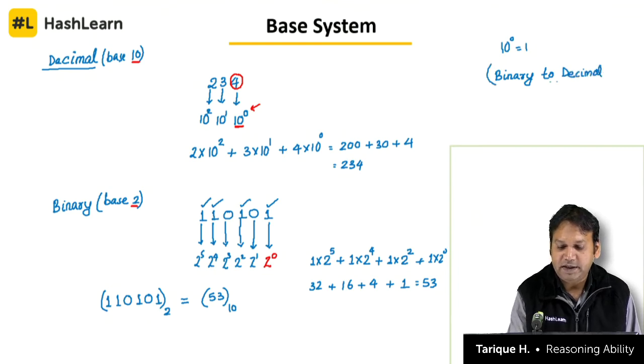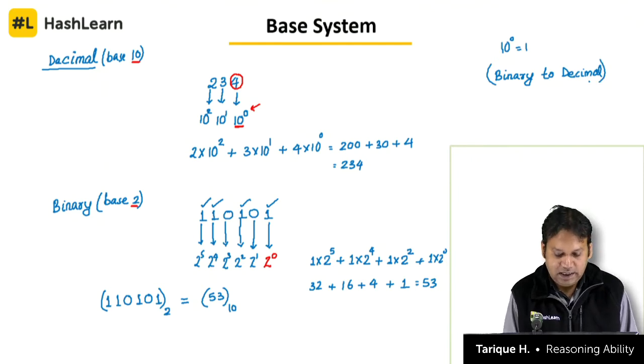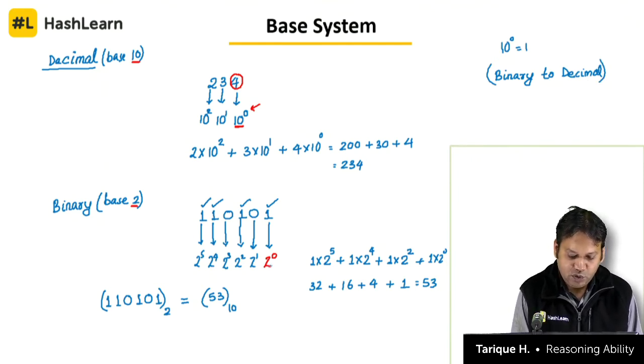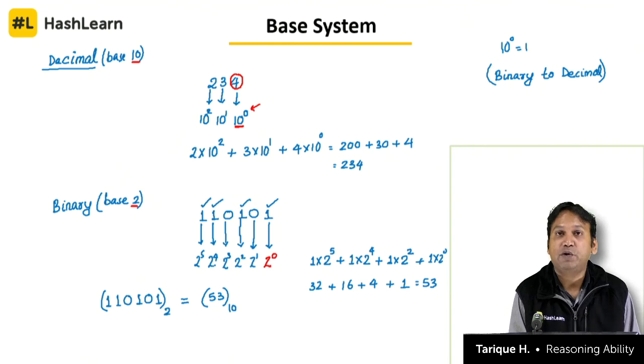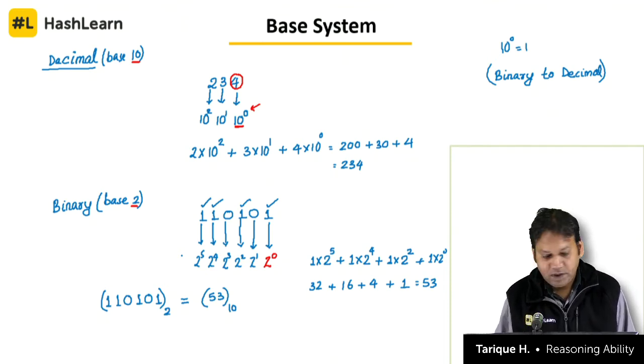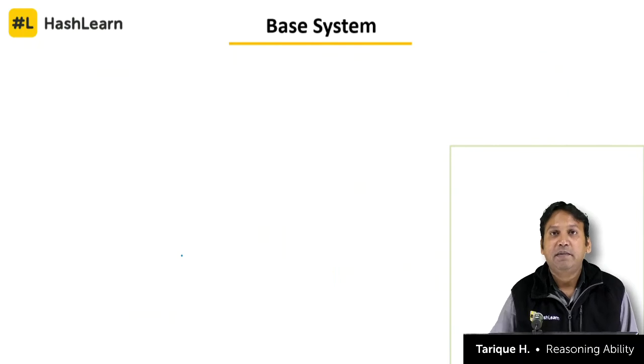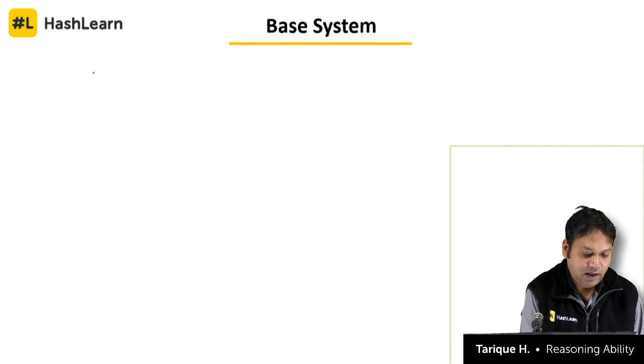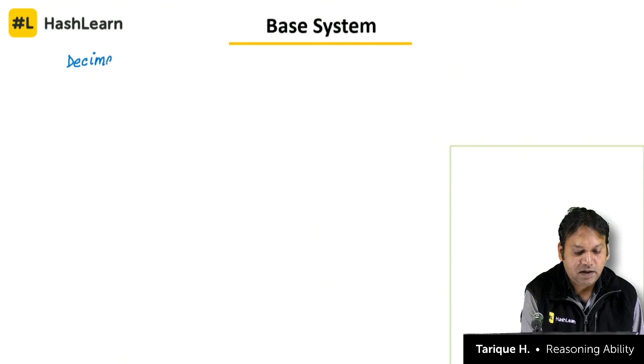When a binary number is given to you, you will do it like this. You just write down here 2 power 0, 2 power 1, 2 power 2, 2 power 3, 2 power 4. Wherever zeros are there, omit them. Wherever 1 is there, multiply it with the respective power of 2, add and then get the answer. So that's about the binary number system. And now next we will be understanding how to convert from decimal to binary.